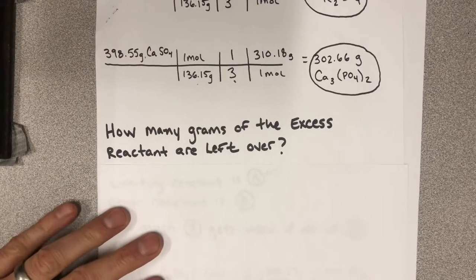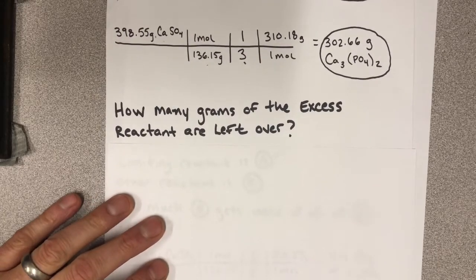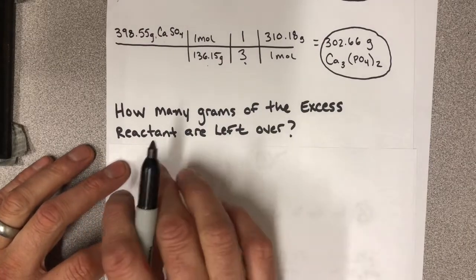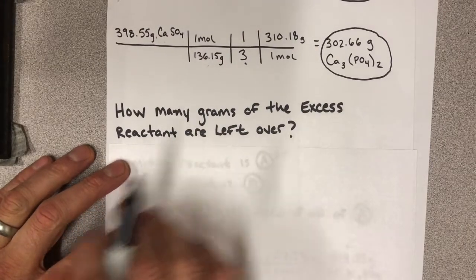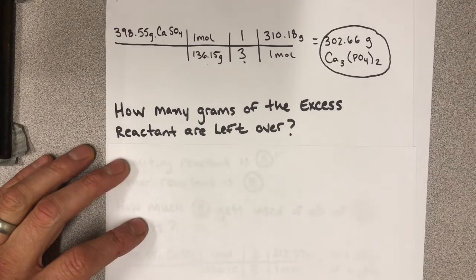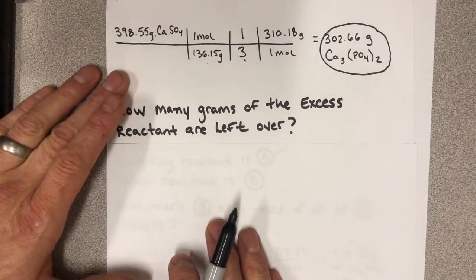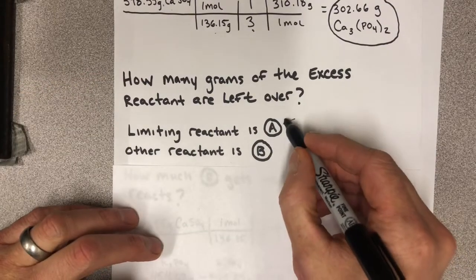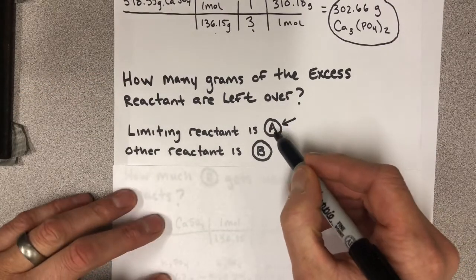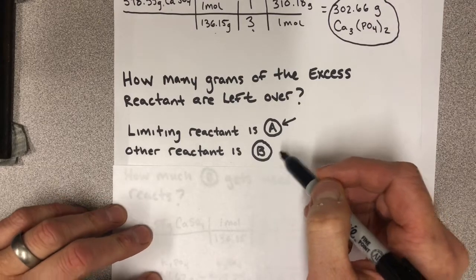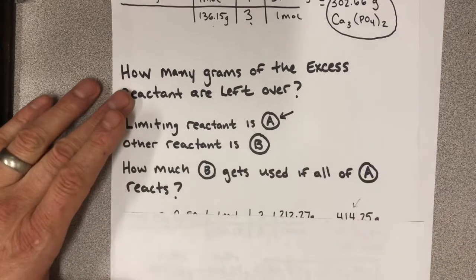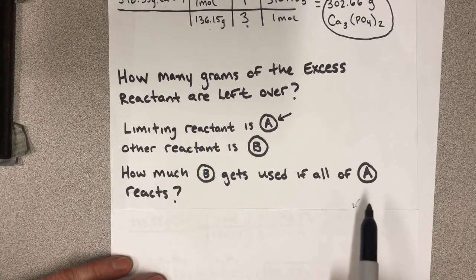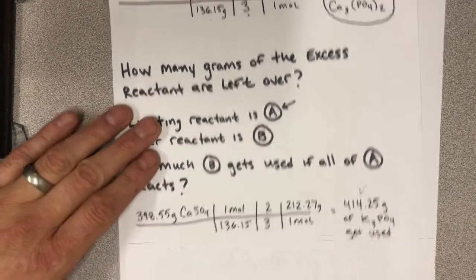Okay. Now, another question you might be asked is, how many grams of the excess reactant are left over? And so again here, what you need to do is basically figure out in a gram-to-gram stoich problem, comparing both reactants again, sort of like you did in the first part of this problem to find the limiting reactant, we're going to compare our reactants. Now, in this case, we have to make sure that the limiting reactant is A, okay? And the other reactant is B. So the question really is, how much of B gets used if all of A reacts? Okay, and here's the math on that.